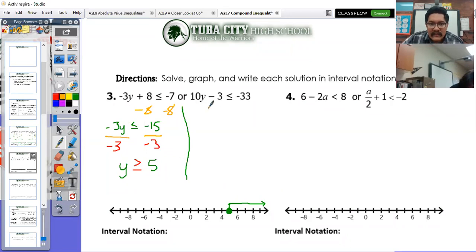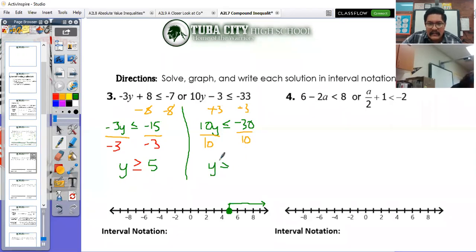Let's move on to this one here. I'm going to add 3 to both sides. And I get 10y is less than or equal to -30. All right, now we have to get rid of this 10. So divide both sides by 10, because that is 10 times y. Do the inverse.